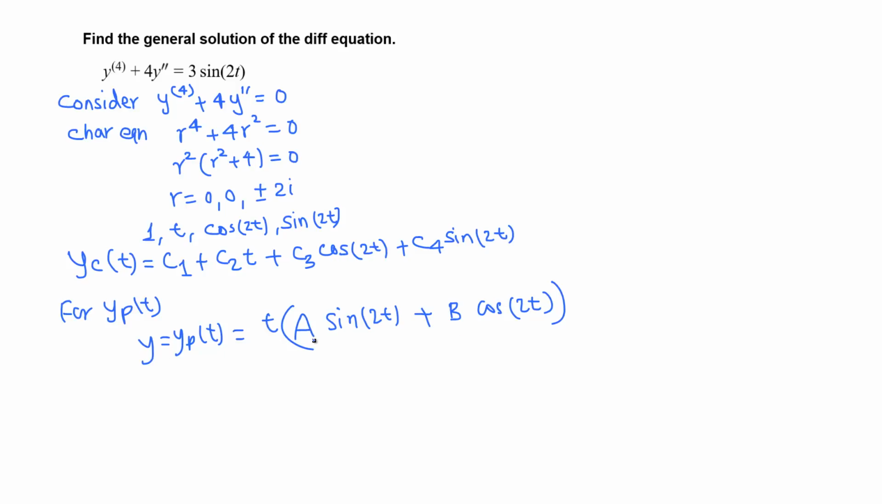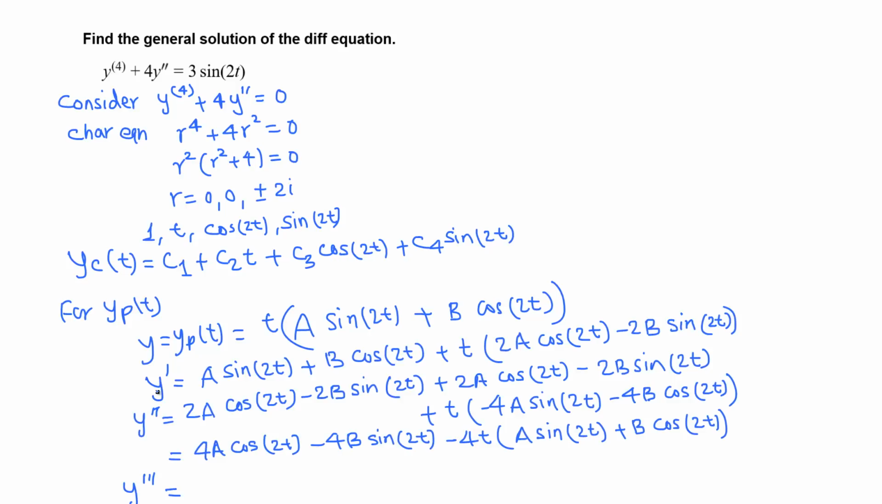Now we need to determine the values of a and b. Then y_c plus y_p will be the general solution. So to find a and b, we plug y into this equation. So we need to find the fourth derivative and the second derivative, and we set that equal to 3 sine 2t. So let me find all the derivatives up to fourth.